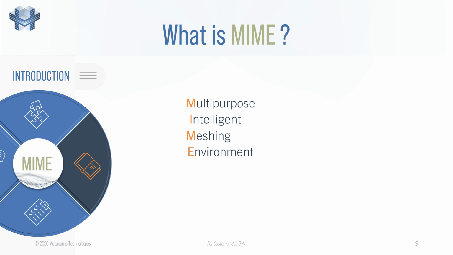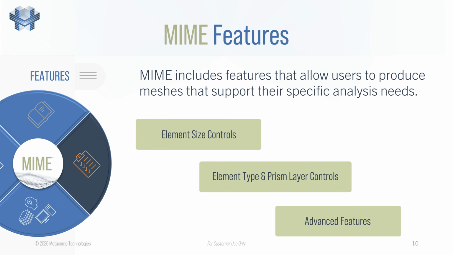Now let's take a closer look at some of the important capabilities and features that are provided by MIME. MIME provides a wide variety of features to allow users to create the mesh that is needed for their specific analysis goals. Depending on the physics being simulated, it may be necessary to include prismatic cells, which are also known as boundary layer cells, along viscous walls.